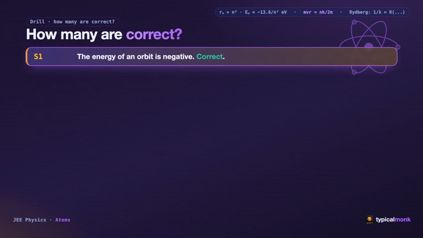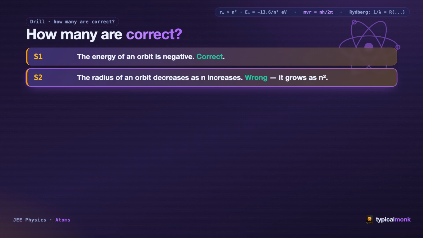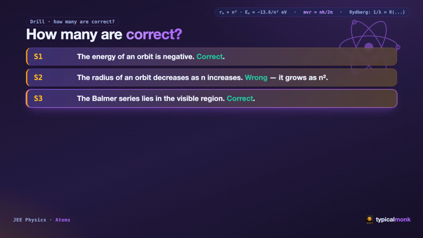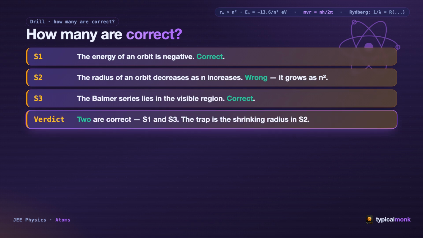Now, how many of these statements are correct? Statement 1: the energy of an orbit is negative. Correct. Statement 2: the radius of an orbit decreases as n increases. Wrong, it grows as n squared. Statement 3: the Balmer series lies in the visible region. Correct. So the answer is 2 are correct, statements 1 and 3. The trap is the shrinking radius in statement 2.